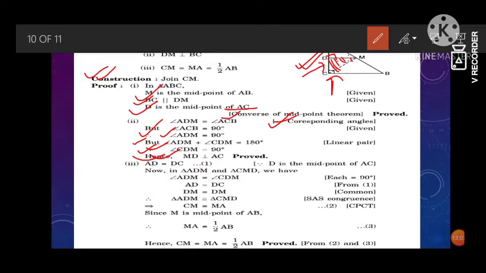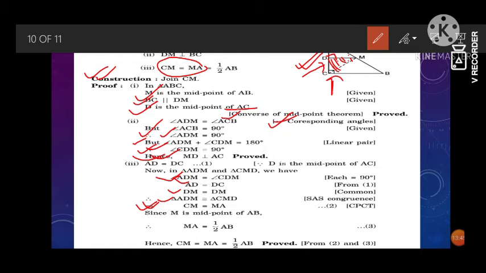In ADM and CDM, angle at D is 90, each measures 90. DM is common and AD is equal to DC. We have achieved it from 1. So by side angle side congruency rule, we can say that the triangles are congruent to each other. Hence CM and MA are equal to each other by CPCT. So the first part, that CM is equal to AM, is proved.